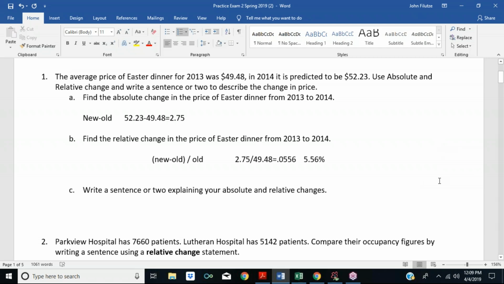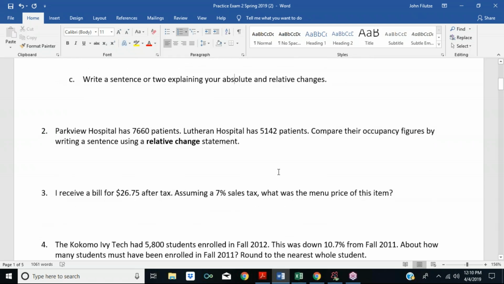Oh, yeah, 5.6 would be fine too. All right, so the next question here, it looks like it's another relative change. This one doesn't tell us, though, which is the one we should be starting with and which one we are ending with. So let me show you both.